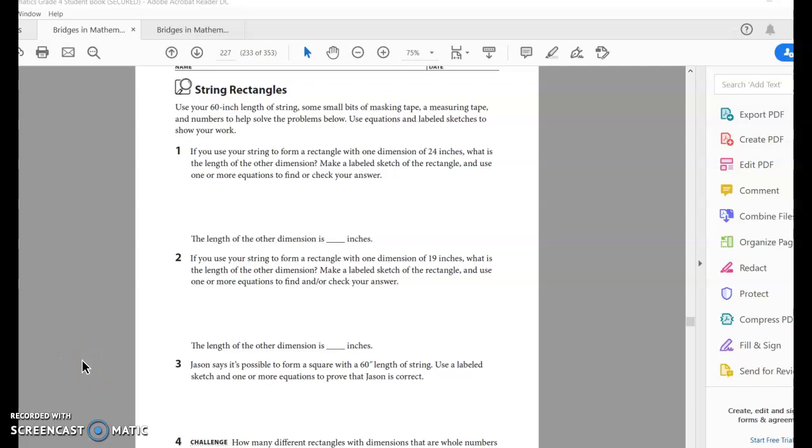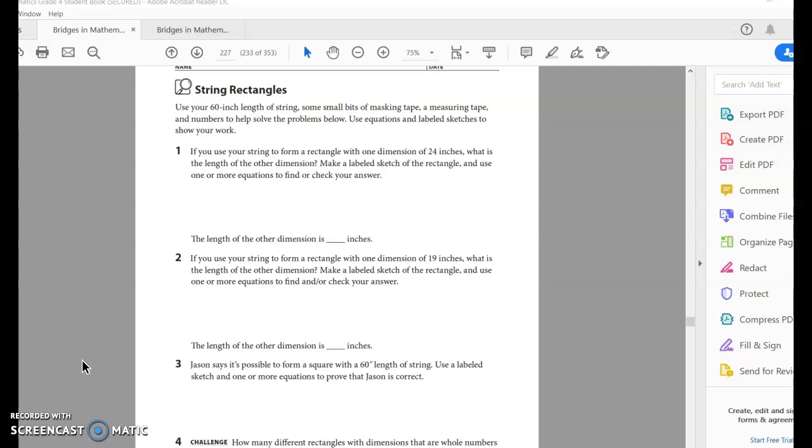Okay, class. For today, we are going to be reinforcing and practicing using perimeter. Remember, perimeter is length times 2 plus height times 2, or width times 2, and then you add those together, or adding up all the sides.